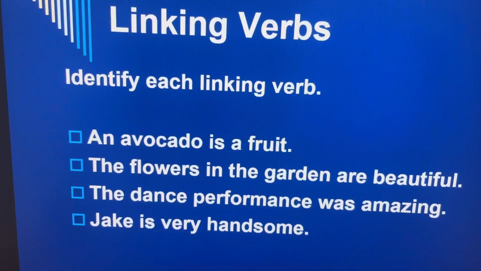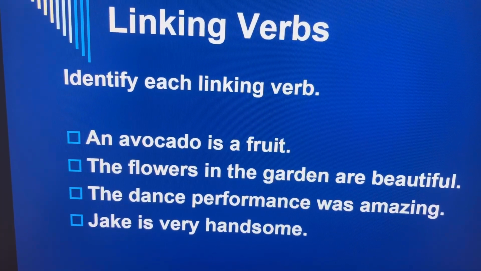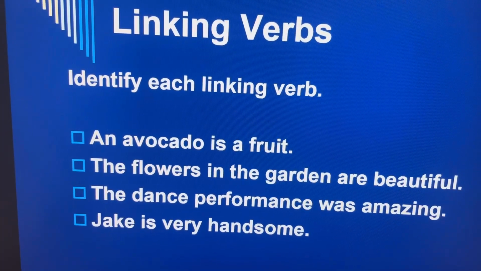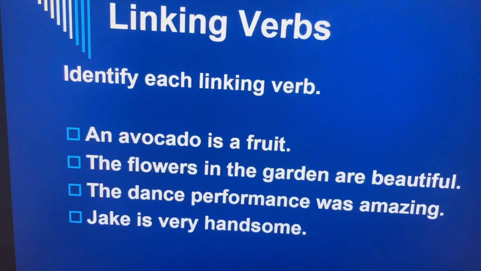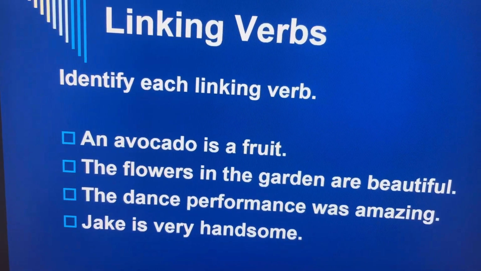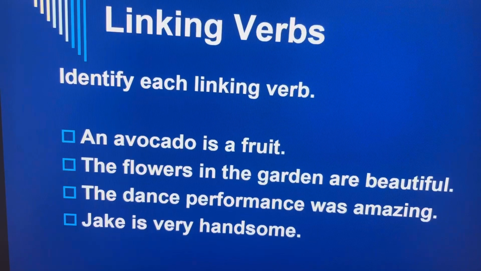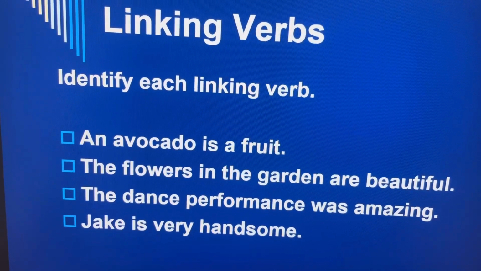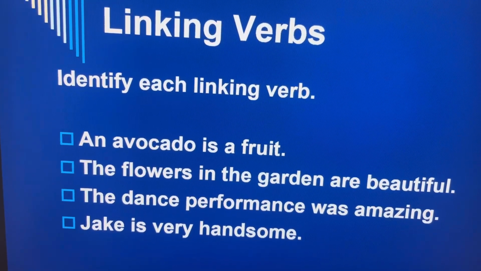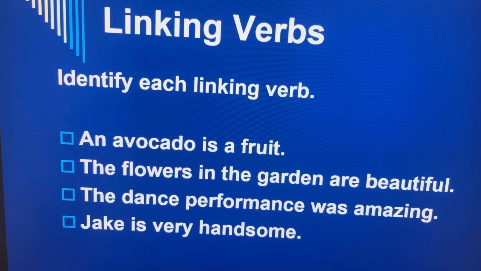सो ऑल दिस यू हैव टू डू. जैक इज वेरी हैंडसम. जैक इज अ सिंगल boy, so we used here is as a linking verb. So is, was, are, all these are linking verbs which connect the sentence with the subject and predicate.